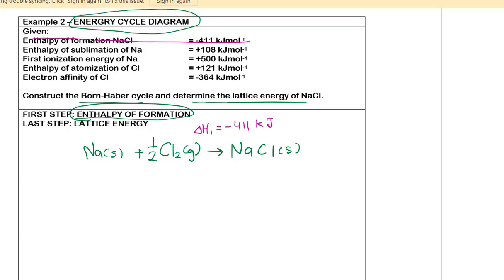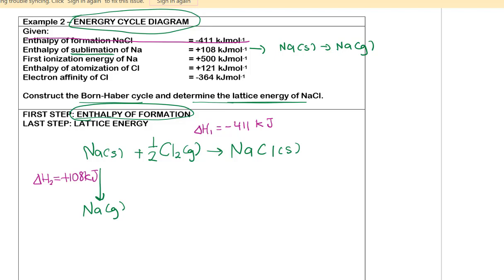Tapi dalam kes ni dia bagi sublimation. So sublimation untuk metal, atomization untuk metal, dia refer kepada proses yang sama. Sebab sublimation adalah Na solid, dia jadi Na gas. So this is sublimation. It also referring to atomization. Okay, so daripada Na solid, dia jadi Na gas. So kita boleh masukkan value ni.